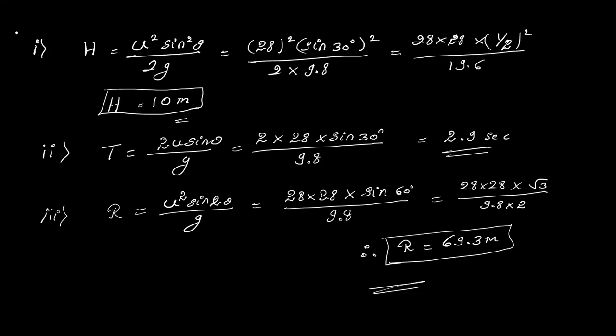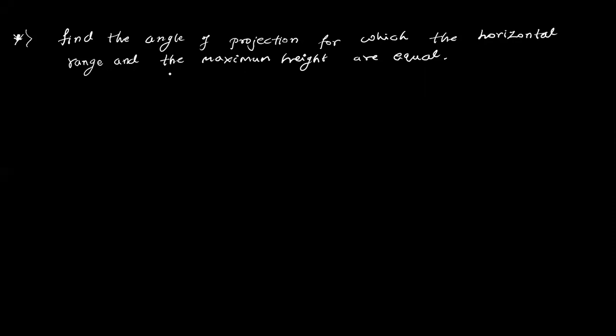Next problem. This is the problem. Find the angle of projection for which the horizontal range and the maximum height are equal. Okay. So here the given is both are equal. So the horizontal range is equal to the maximum height.